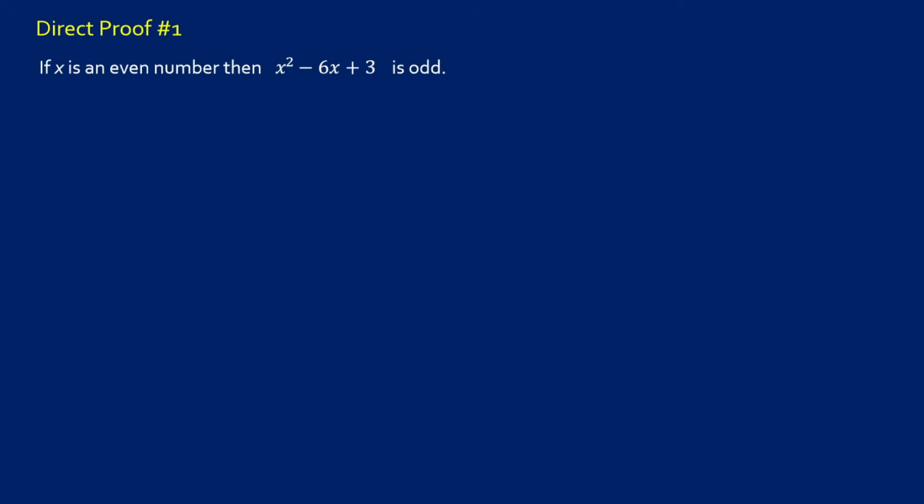Let's do some examples. First proof, if x is an even number, then x squared minus 6x plus 3 is odd. So to do this, this is of the form P arrow Q. So what we can do is we can say, assume x is even. Okay, so now what we can do is we can work algebraically or with manipulations. So what I know about a term like x being even, and this might be defined in number theory, is that x is equal to 2 times a, for some a in the integers.